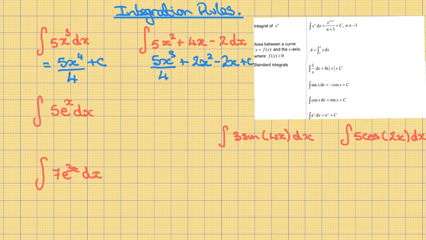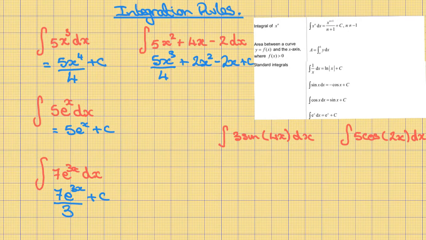Integrating e to the x is just e to the x. So the integral of 5e to the x is equal to 5e to the x plus c. Integrating 7e to the power of 3x dx: well, that's 7 lots of e to the 3x and divide by the 3, plus c.